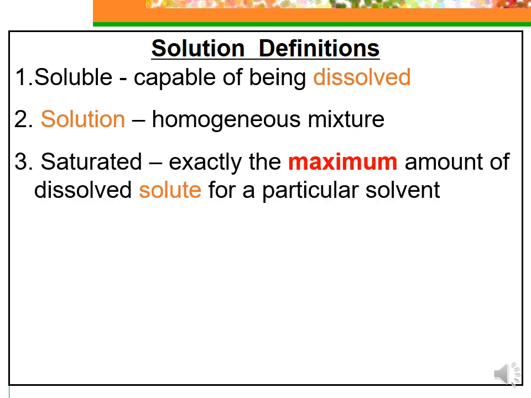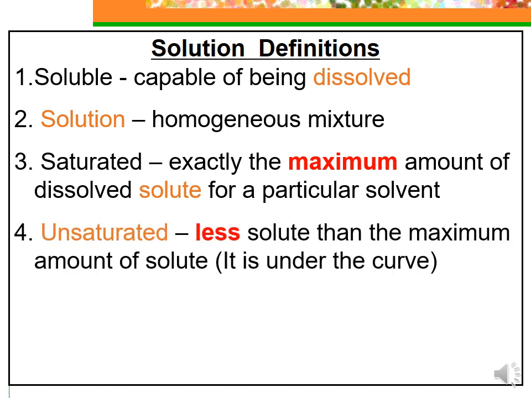Saturated is exactly the maximum amount of dissolved solute for a particular solvent. So this is the most under normal situation that it could possibly dissolve. So if I'm dissolving salt, there is a point where it doesn't want to dissolve any more salt. That point where it has dissolved everything it can, we call it saturated.